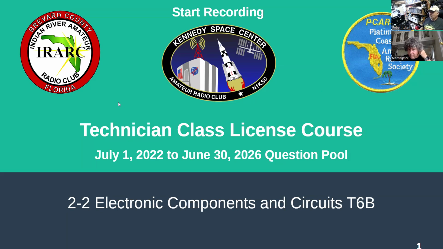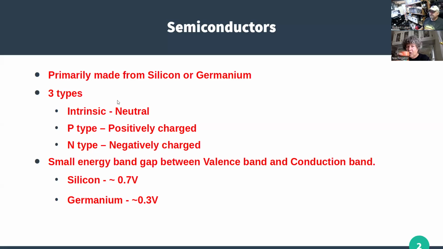Okay, more electrical components and circuits. So we're going to talk about semiconductors. Semiconductors are primarily made from silicon or germanium. There's some high frequency types that are made out of gallium arsenide and some materials like that, but we won't be talking about those. Basically just silicon and germanium.